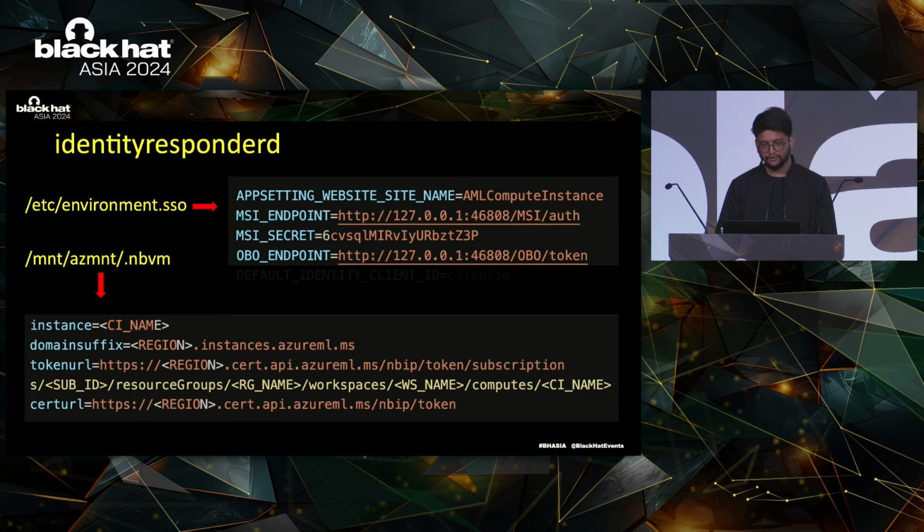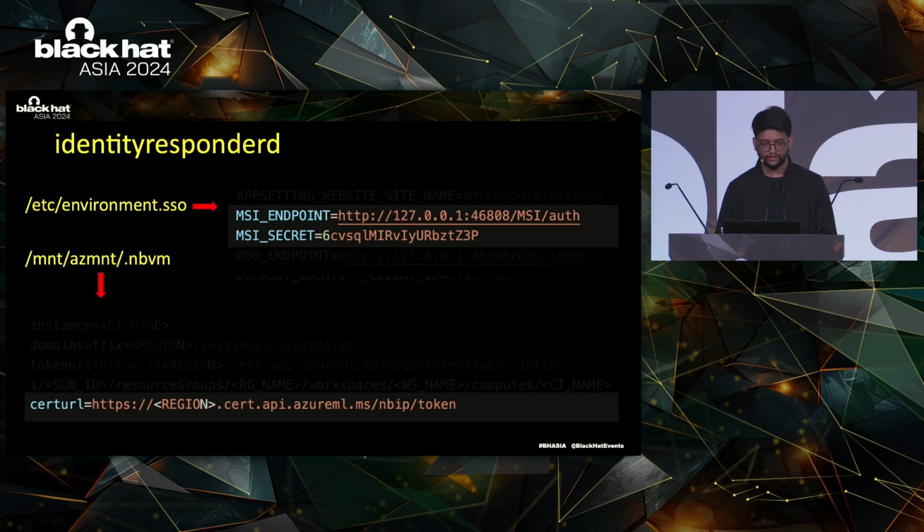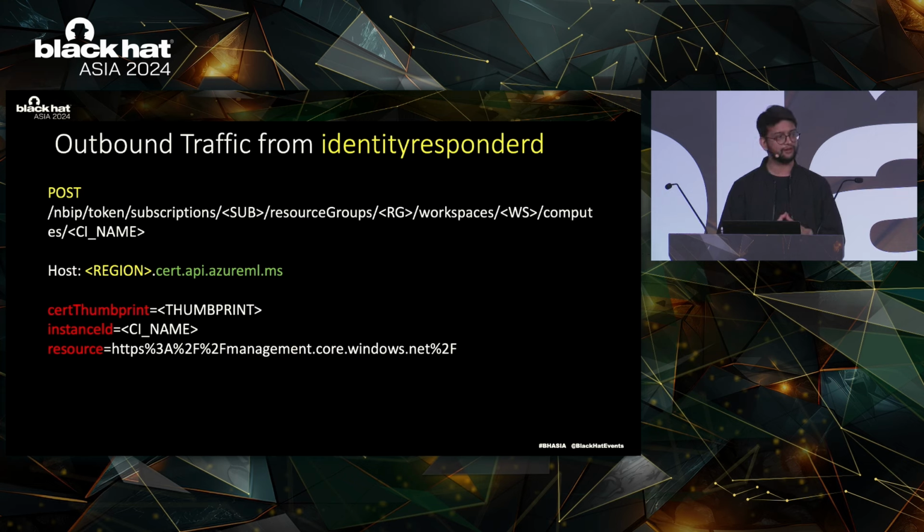These are some of the environment variables that are used by the Identity Responder daemon to get going with a compute instance. Particularly, MSI endpoint, MSI secret, and the cert URL, these are the three important environment variables that we need to focus on. Well, we just want to figure out how the outbound traffic looks to see whether we can do something about it. So we have eventually this POST request where the host header is set, and the POST request body contains the certificate thumbprint, the compute instance name that is set as the instance ID, and the resource for which we are getting the token.